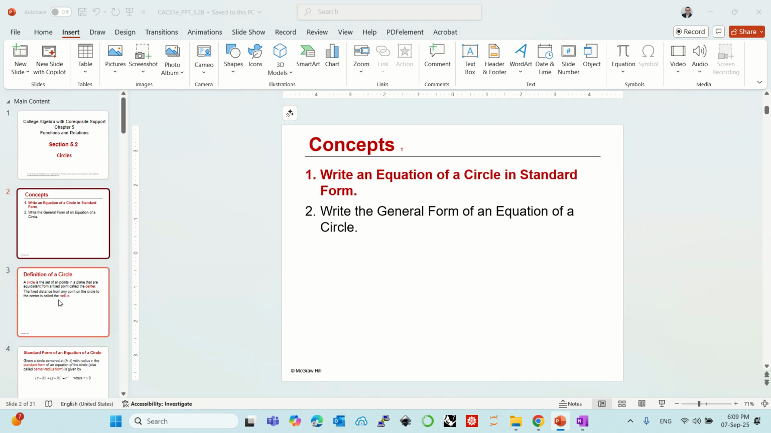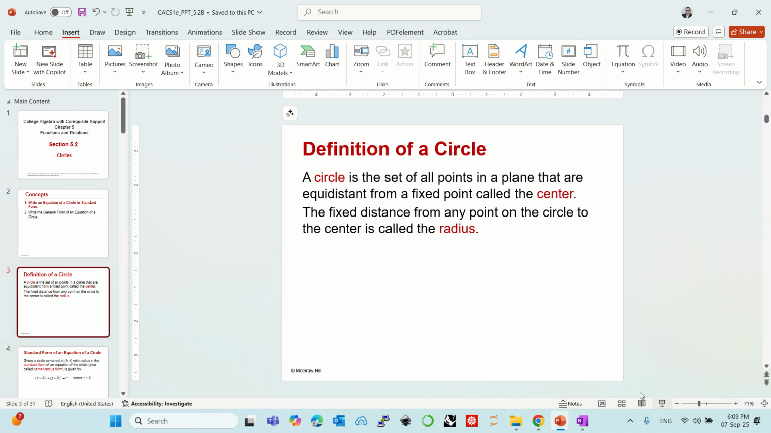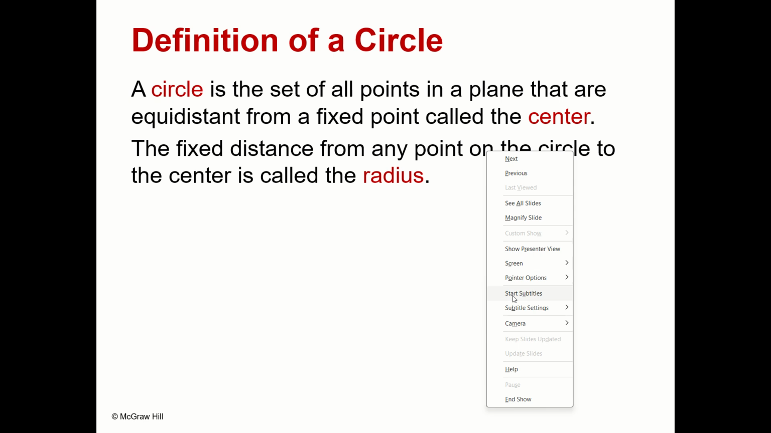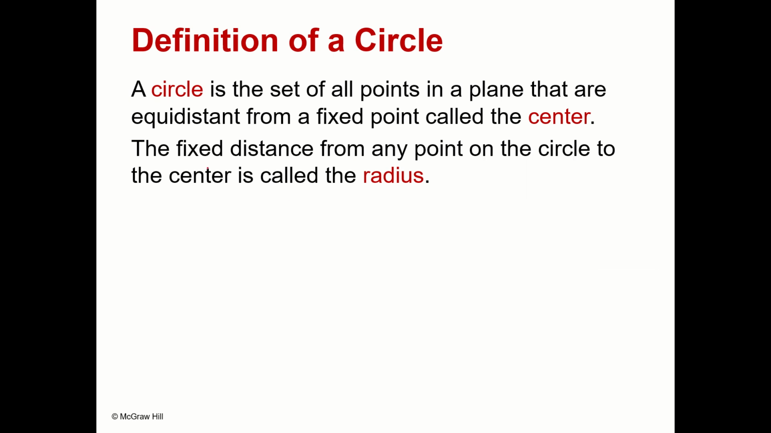A circle is a set of all points in a plane that are equidistant from a fixed point called the center. And the distance from any point on the circle to the center is called the radius. We have two important pieces of information about a circle. First, we have the center, from which we're gonna draw a circle.